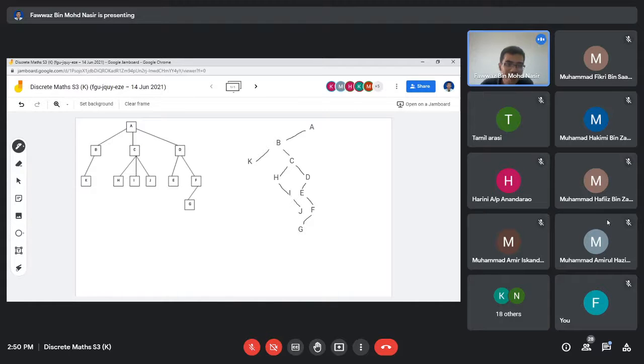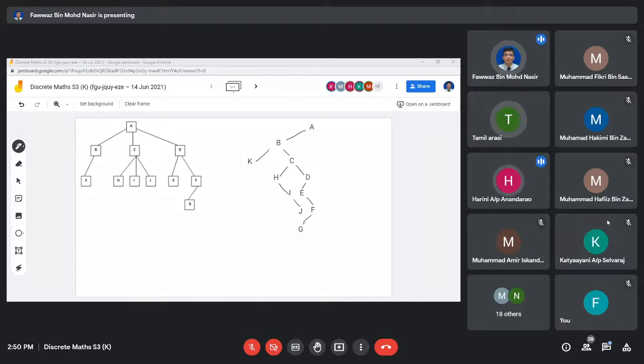Jadi boleh? Ada apa-apa soalan? Tak ada sir. Boleh kan? Tak ada sir. Okay, alright.